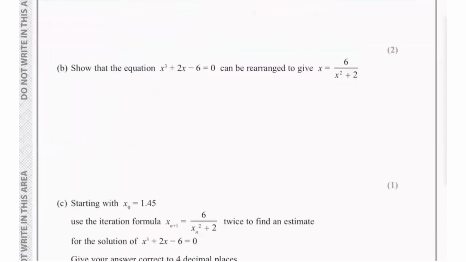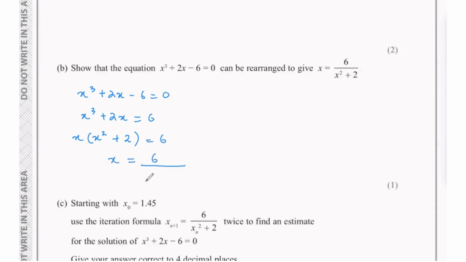B says, show that the equation x cubed plus 2x minus 6 equals 0 can be arranged to give x equals 6 over x squared plus 2. So x cubed plus 2x minus 6 equals 0. Let's move 6 to the other side. So that's x cubed plus 2x equals 6. Now take x common from x cubed and 2x. So that gives us x times (x squared plus 2) equals 6. Make x the subject. So x equals 6 over x squared plus 2. That is exactly what they wanted us to prove.